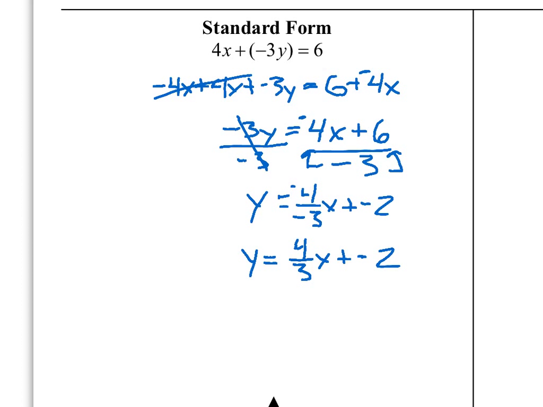We need to identify the two different parts of this equation. One is the slope and one is the y-intercept. So really quickly, we'll write off to the side what is our slope of this line. Richard, what's the slope of this line? 4/3. And what are the coordinates of the y-intercept?